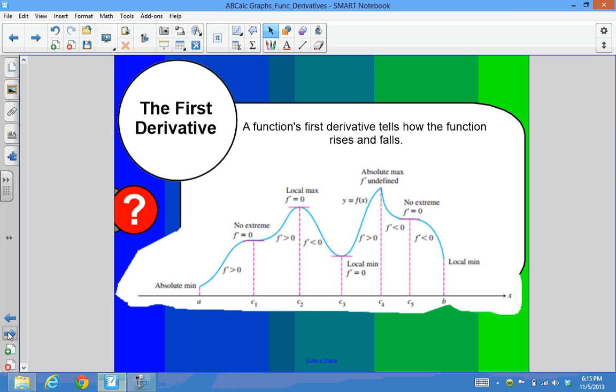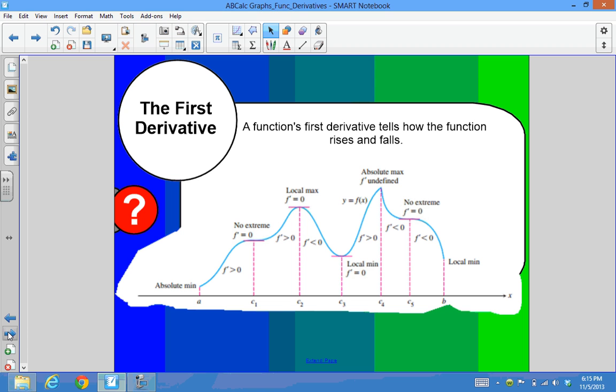So, first derivative. A function's first derivative tells how the function rises and falls. I put this great big graph here where you can see it's got endpoints. So you have an absolute min on the left because that is the lowest point of the entire graph. You have a local min on the right because it is going down, but it's not the lowest point. The lowest point was back at A.